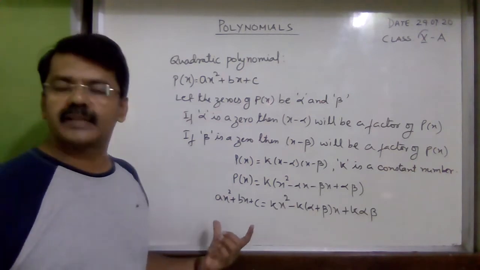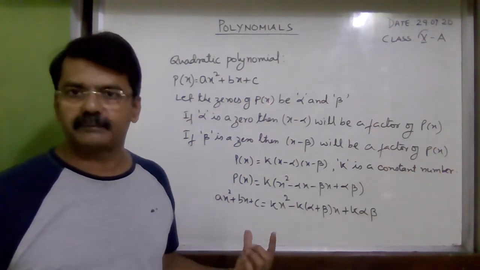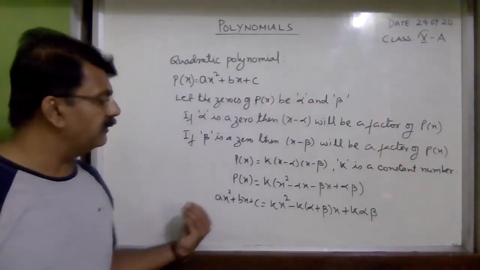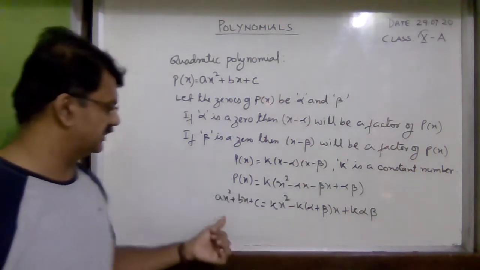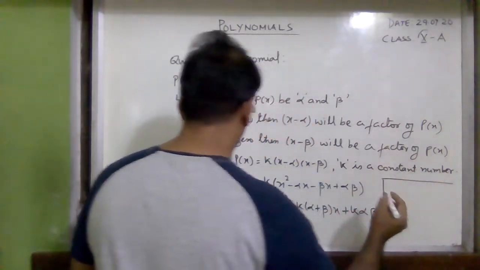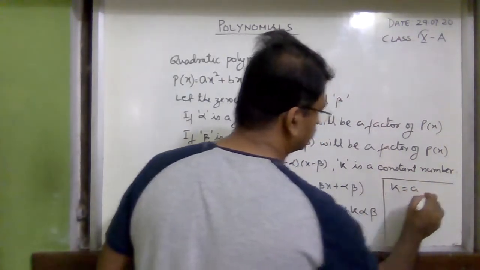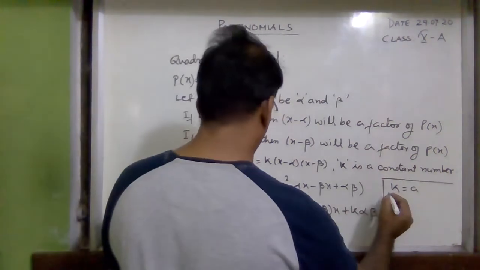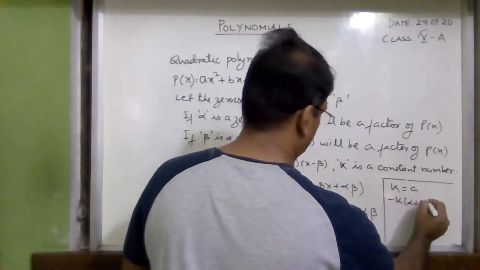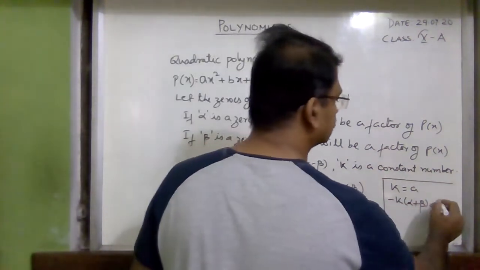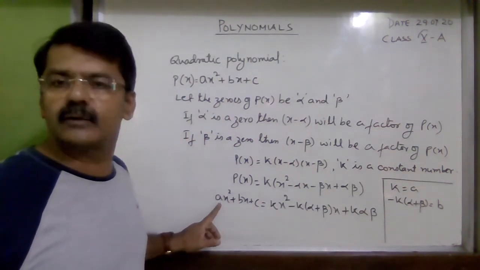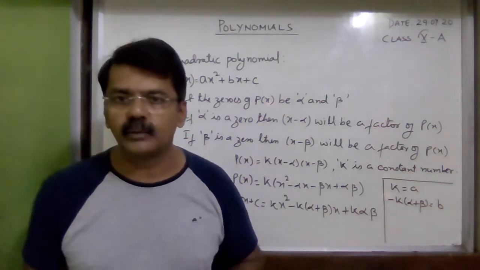Now on the left hand side of the equation we have a quadratic polynomial, and on the right hand side of the equation we have a quadratic polynomial. They are equal to each other. So if you compare the coefficients, then you will have k is equal to a, you see, then minus k times alpha plus beta is equal to b, that is the coefficient of x. K is the coefficient of x square here, and a is the coefficient of x square on the left hand side, so k is equal to a.